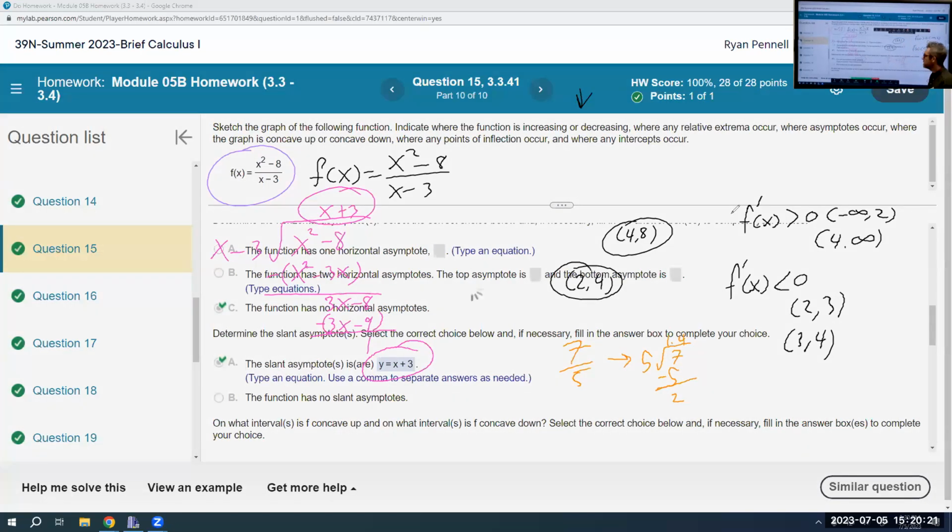Or 7 divided by 5, x squared minus 8 over x minus 3 is x plus 3 with a remainder. We don't care about the remainder. So you just have to long divide it like you did in pre-calculus. Save a picture of that.